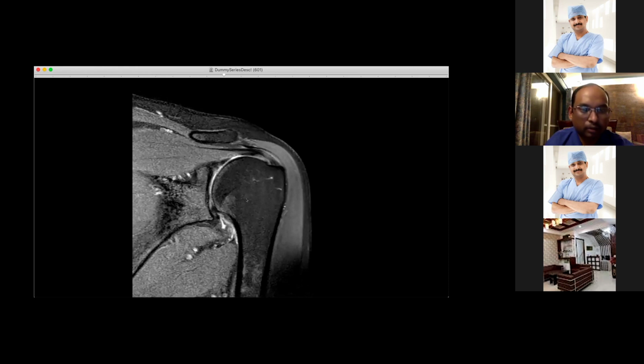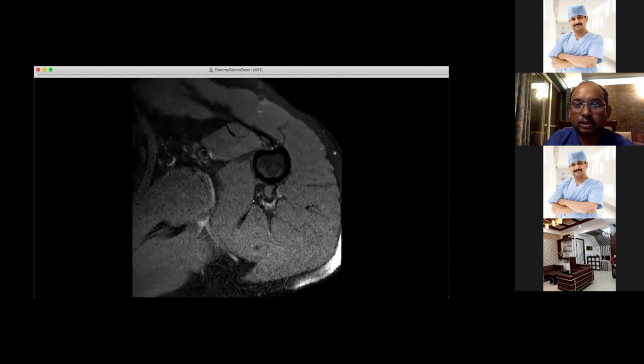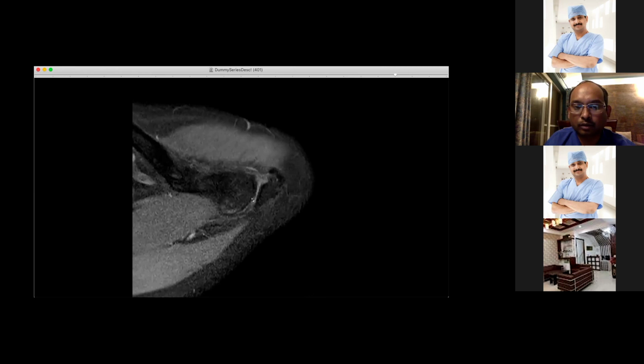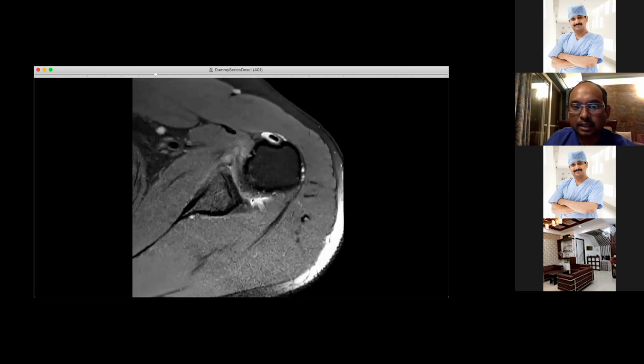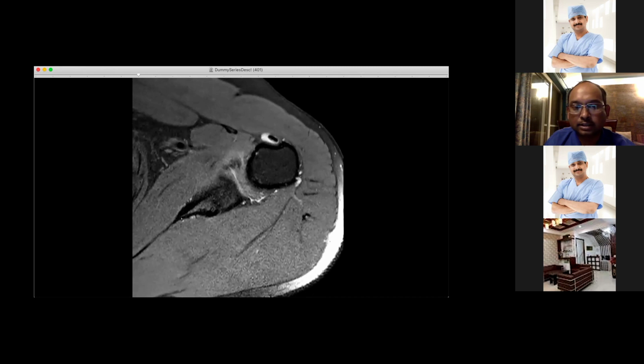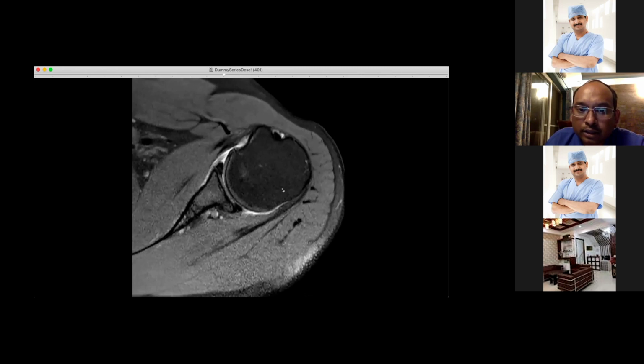Now, coming to the other sequence or other plane, what is the axial? This is the axial. Again, if you can see, these structures look similar to what was seen in the coronal image. So this is again the same sequence which I was talking of, proton density fat suppress image. So this is the axial proton density fat suppress. Here again we can see the glenohumeral joint very nicely.